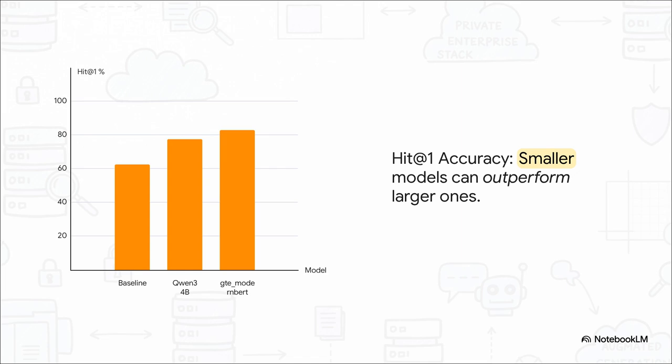But wait, look at the tiny GTE_modernBERT 149 million parameter model. It scores an 83. And this brilliantly illustrates a huge surprise in the data. A massive 4 billion parameter model is literally beaten outright by a tiny 149 million parameter model.